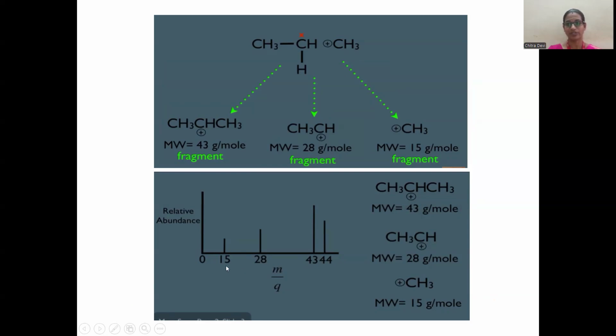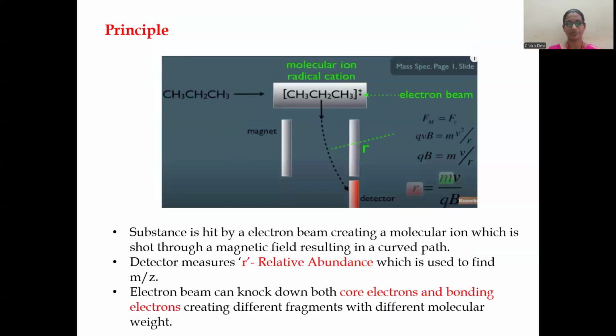You can see 15, 28, 43, 44. These are all the different ions whose molecular weights will be there. So here you can find out the unknown compound. It measures relative abundance and finds the M by Z ratio. Because of this M by Z ratio, we can find out the molecular weight of the ion. So we can detect which unknown compound it is.